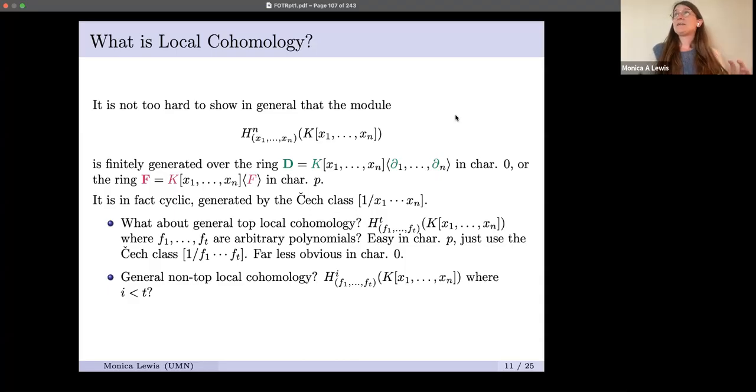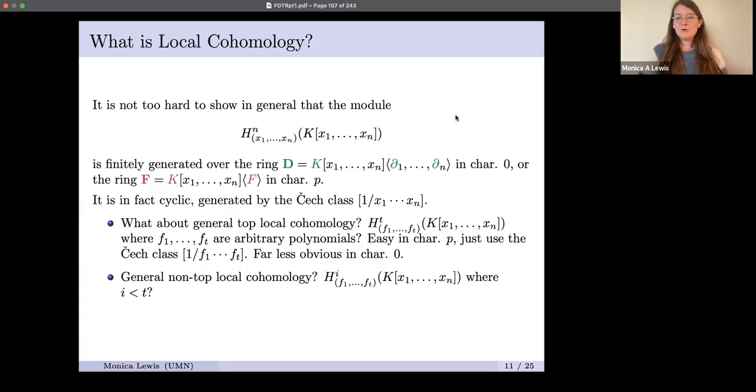If you mean, does that continue to hold for non-top local cohomology? That's actually an interesting story for holonomic modules in characteristic 0, and in characteristic p, I don't actually know the answer, but I'm inclined to say probably no, it's not always 1 generator. Does that answer the question? Yes, he says yes. Okay, cool.